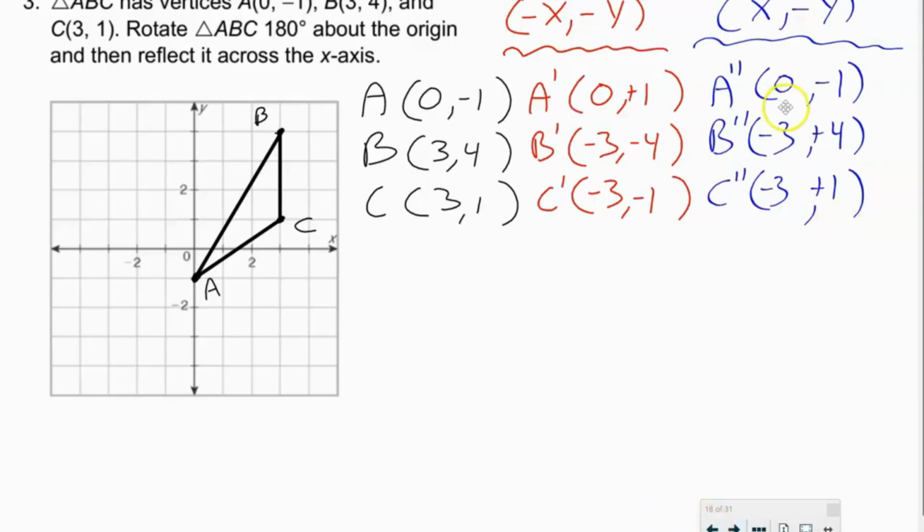So now I've got (0, -1). I change that negative to positive. I've got B prime, B double prime, I should say, (-3, -4). Change the -4 to positive. See? All right, I'm going to change this -1 to positive. You just write down the rules and follow the rules. You can't really go wrong.